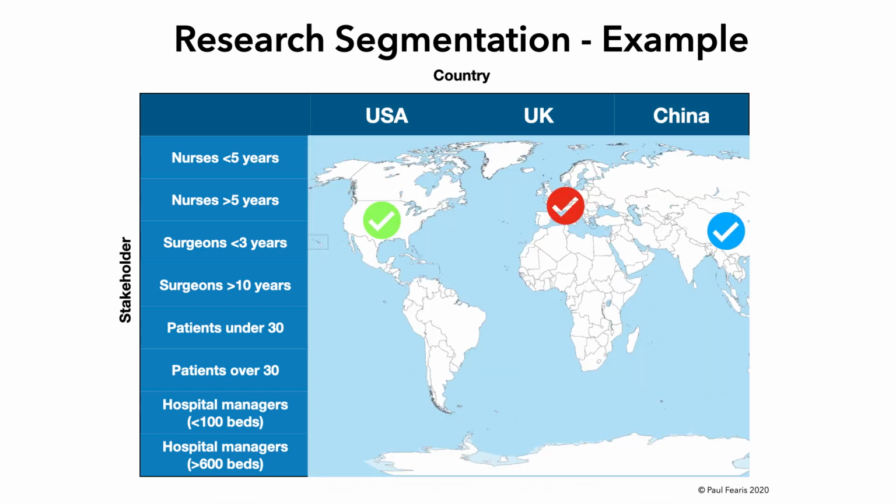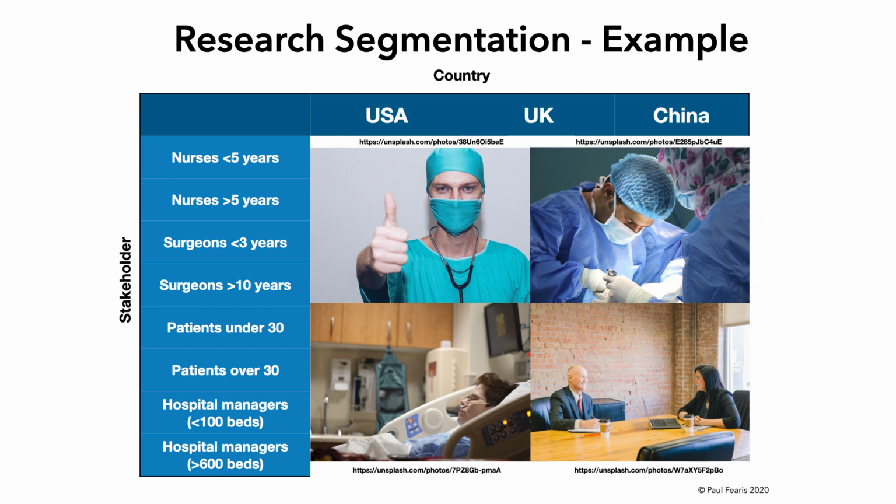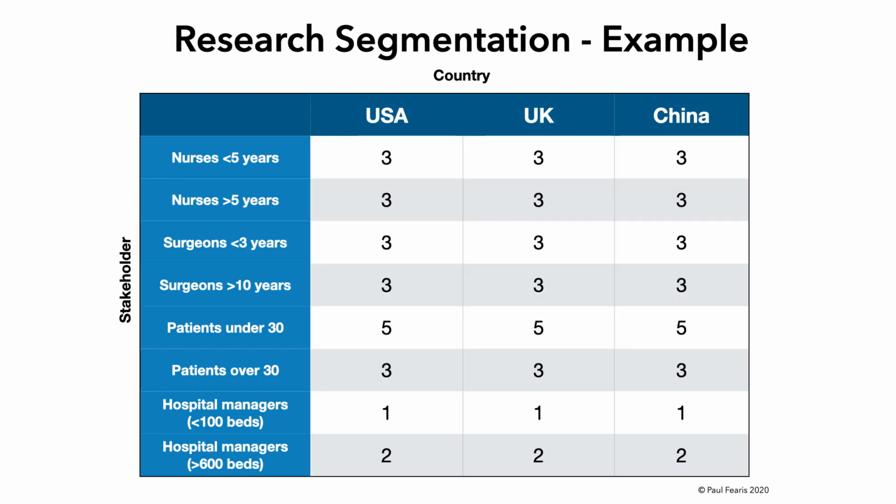And you notice across the top that I've got USA, UK, and China as the countries that I might want to investigate. And then down the left-hand side, I've got a list of stakeholders. I've gone with nurses, and I've subdivided those into different levels of experience, less than 5 years and greater than 5 years. Surgeons, I've subdivided further. Patients, under 30 and over 30, and I've included hospital managers at small hospitals, less than 100 beds, and hospital managers at larger hospitals, kind of over 600 or whatever. And you'll notice in the table, I've put numbers. Now, what's the right number?